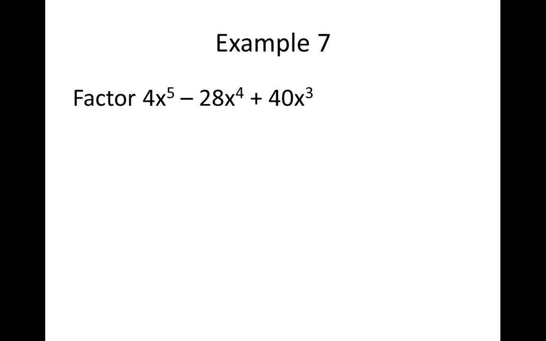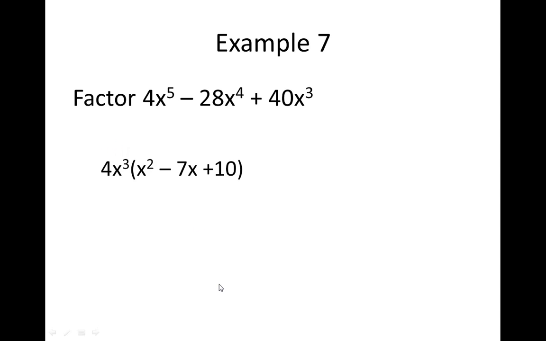Okay, try this one out. 4x to the 5th minus 28x to the 4th plus 40x cubed. Pause for a second. Think, what does your first step need to be on this one? Good. I've got to pull out a common factor. So, let's pull out the number part first. Looks like 4 goes into everything. So let's pull out a 4.